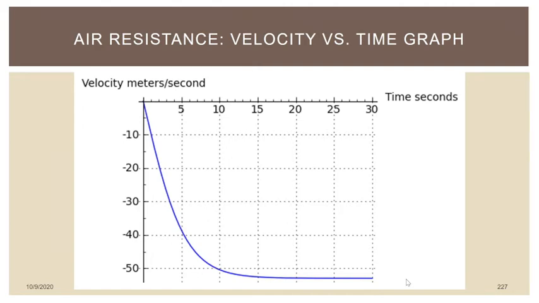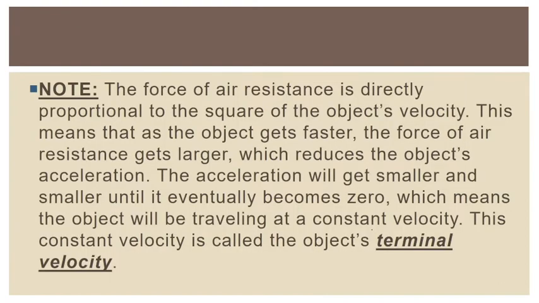Okay, so I just want to highlight this. This constant velocity that the object reaches is called the object's terminal velocity. What we can say about that is that the force of air resistance is directly proportional to the square of the object's velocity. So we'll just write down here: force of air resistance is proportional to v squared.